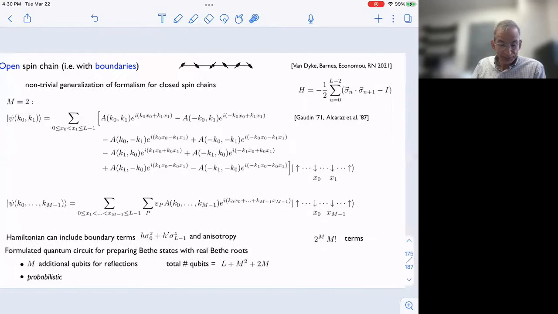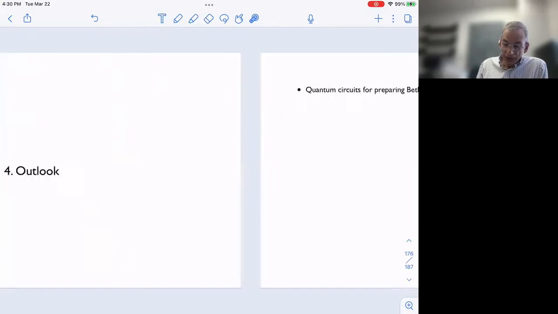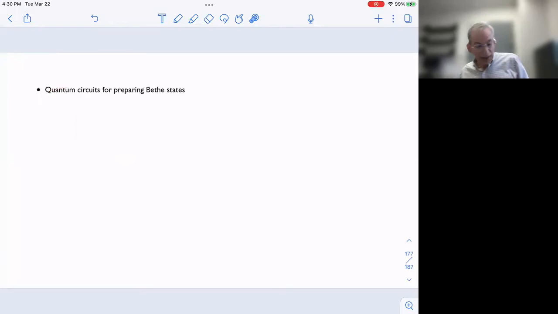Okay, so just to conclude with a brief outlook. I've described some quantum circuits for preparing beta states. And you've seen that these circuits are probabilistic.